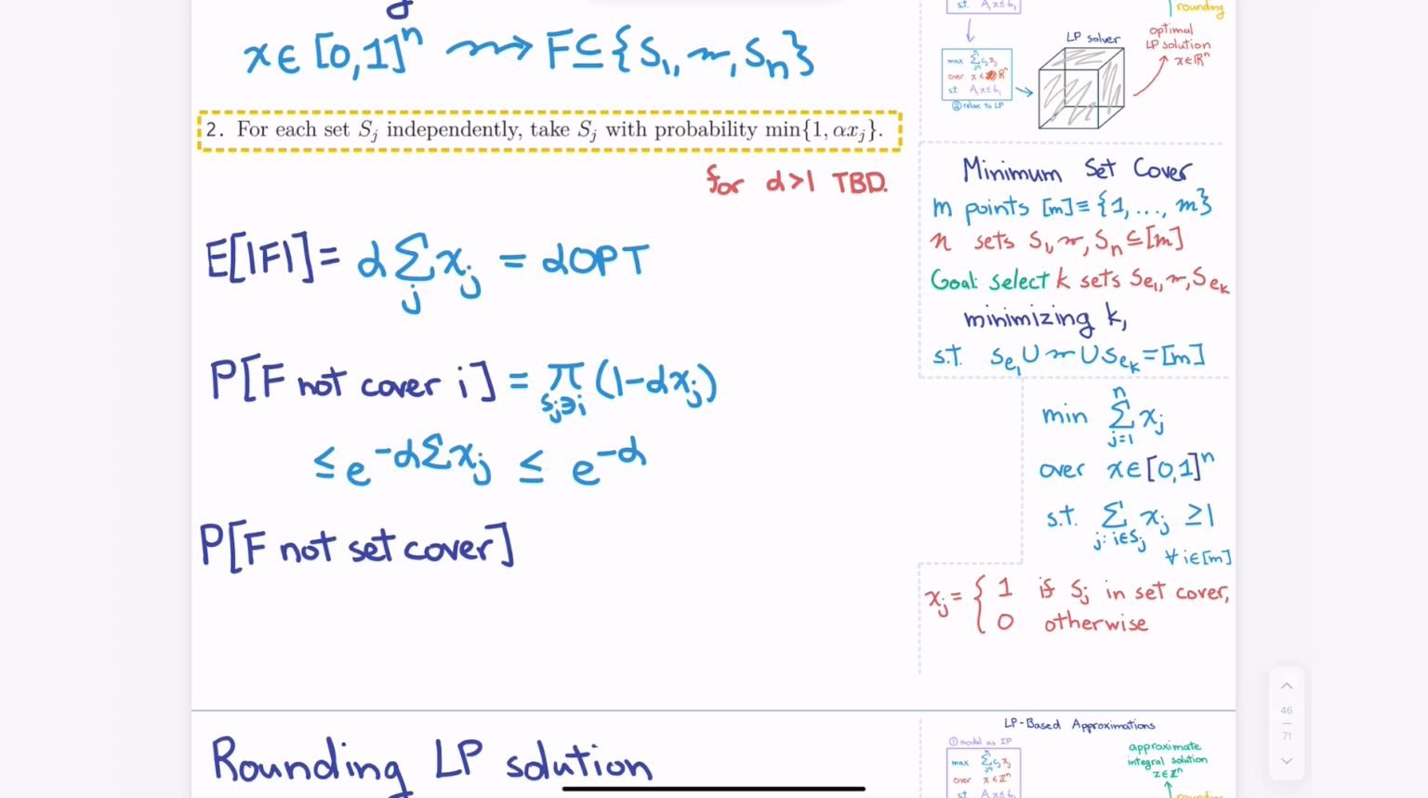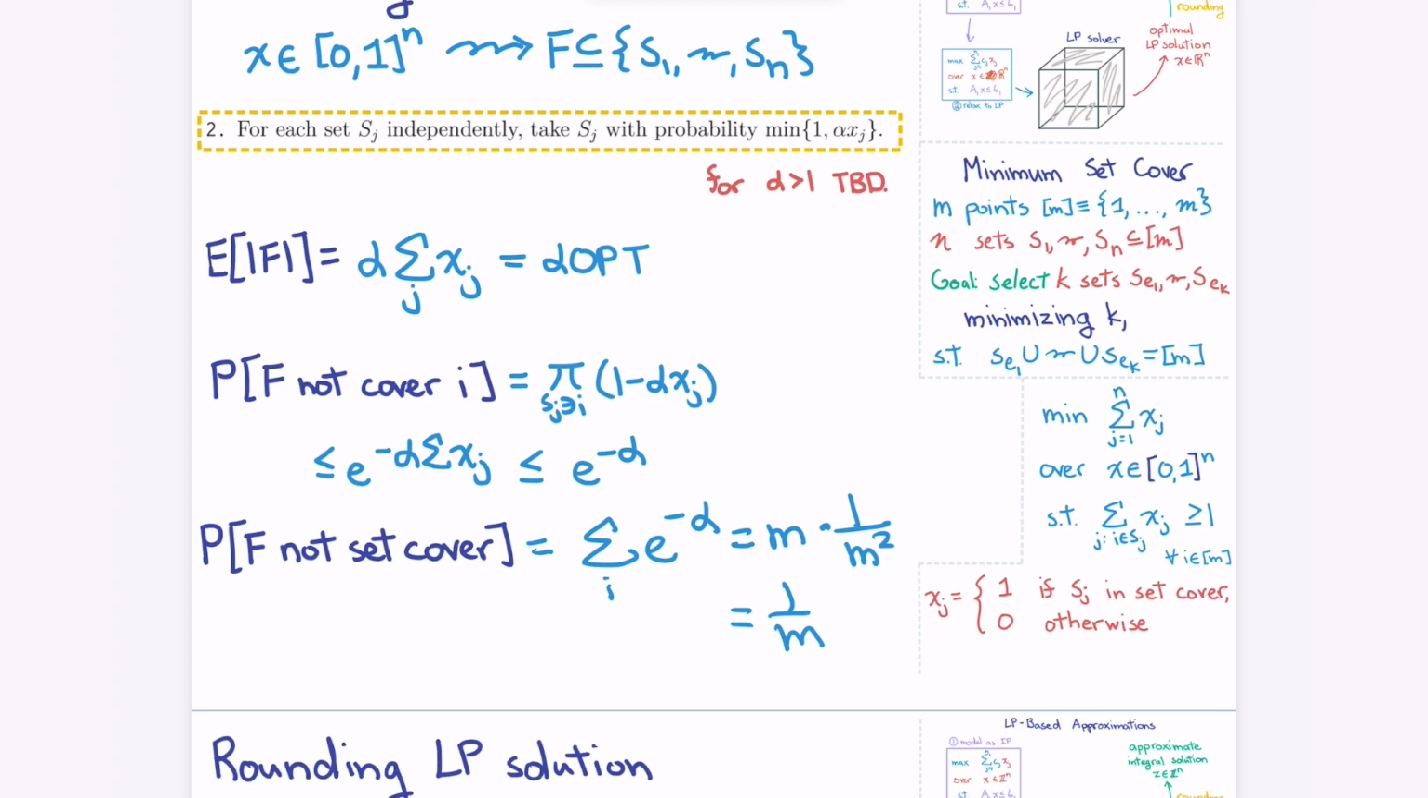And now if I want to look at the probability that it's not a set cover, we're going to just sum over all the points. This is the probability of not covering that point. So here we're applying the union bound. And if we did alpha to be 2 log n, there's m points, but this is slightly beside the point. And you get like 1 over n. Okay, so it'll probably be a set cover.